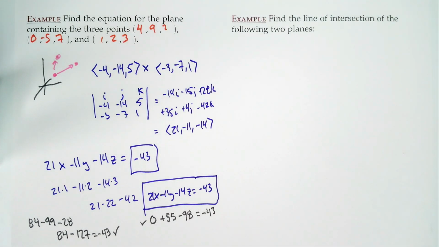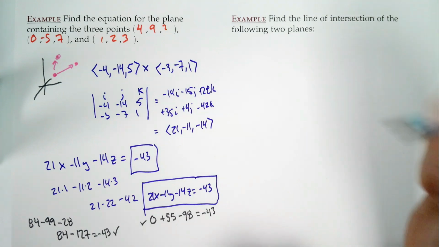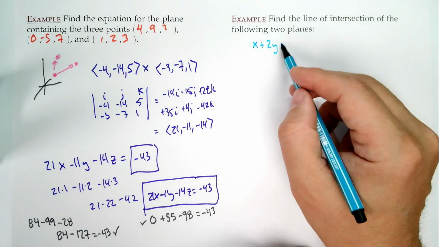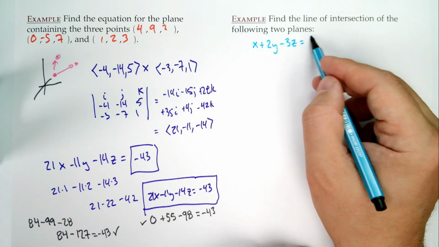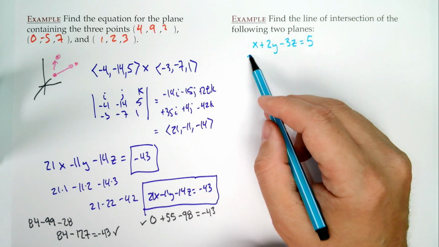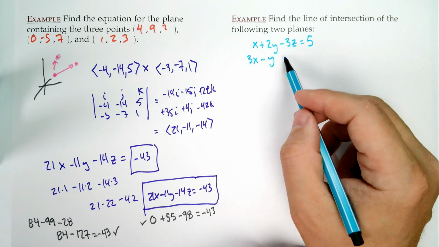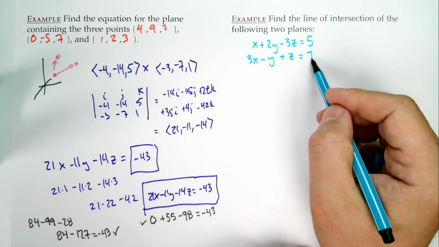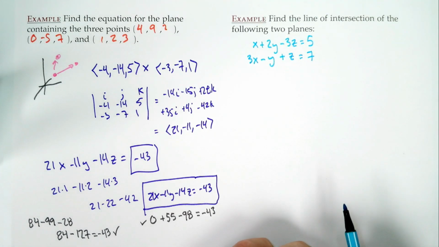Find the intersection of the following two planes. Well, we don't have any planes, so we've got to make some up. We will probably live to regret our following choices, but all right. So we write some planes. x plus 2y minus 3z equals 5. And now we need what? 3x minus y plus z equals 7. All right, there's two planes.